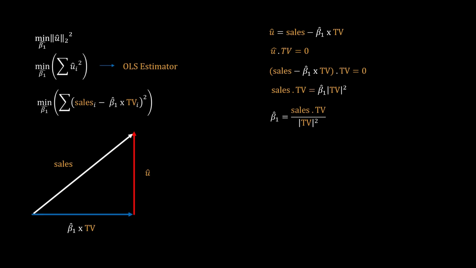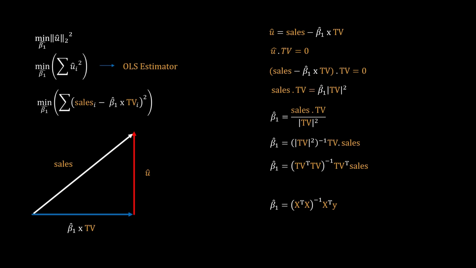We can stop here, but let's do some more changes to this expression. We'll see why. If we treat these vectors as one column matrices, then we can write it in another form. Remember, sales is our y and TV is our x. So this formula for beta 1 hat is of the form x transpose x inverse x transpose y.